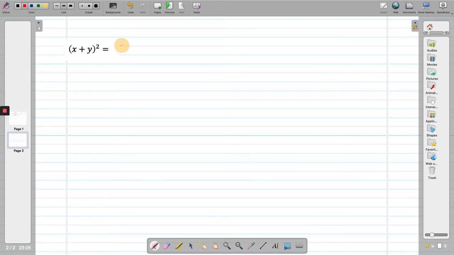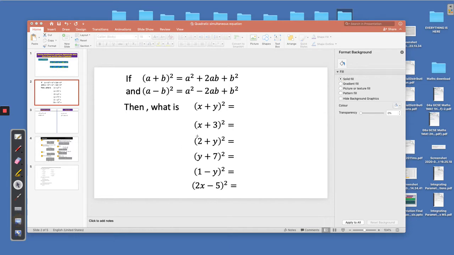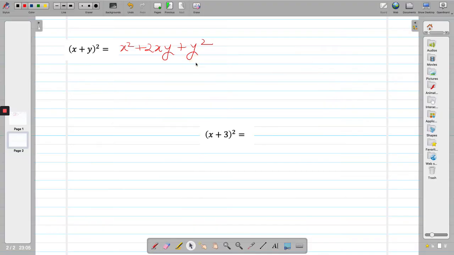So we can write here x squared, instead of writing a squared, we're writing x squared. So x squared plus 2xy plus y squared, and that's it. Okay, so let's go to the next one. It's saying x plus 3 whole squared. So let's take this one in our board, x plus 3 whole squared. Okay, so it is here.